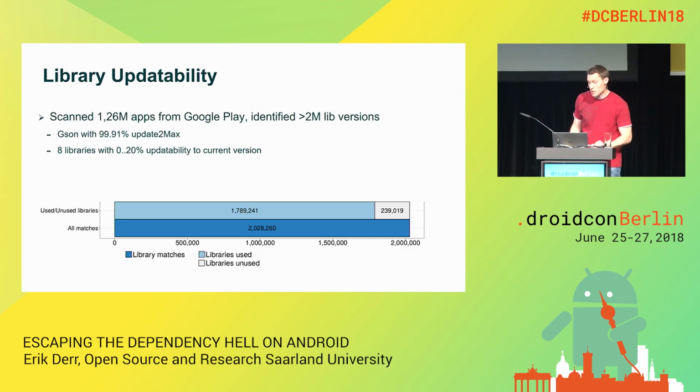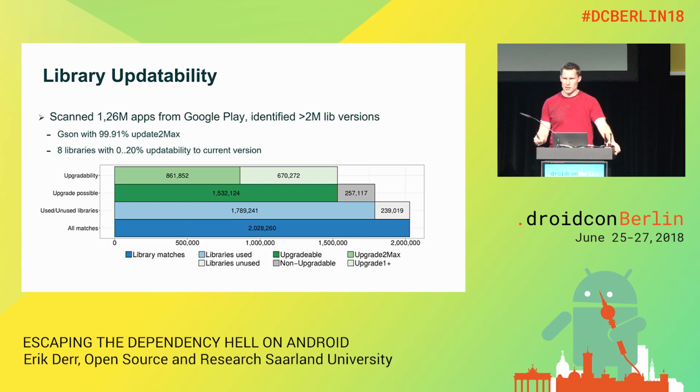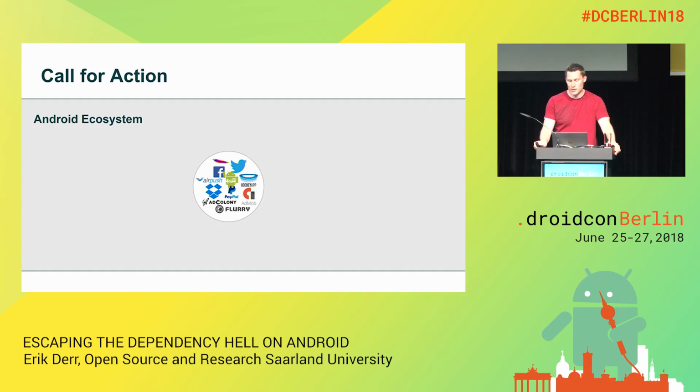So to summarize the results, we found 2 million instances. We filtered unused library code, for instance, due to code refactoring, developer forgot to remove it, and it was still packaged in the final APK. For those 1.7 million libraries, we found that over 1.5 million could in principle be upgraded without adapting the developer code. And even more than half of that could be upgraded to the latest version just by replacing the version string.